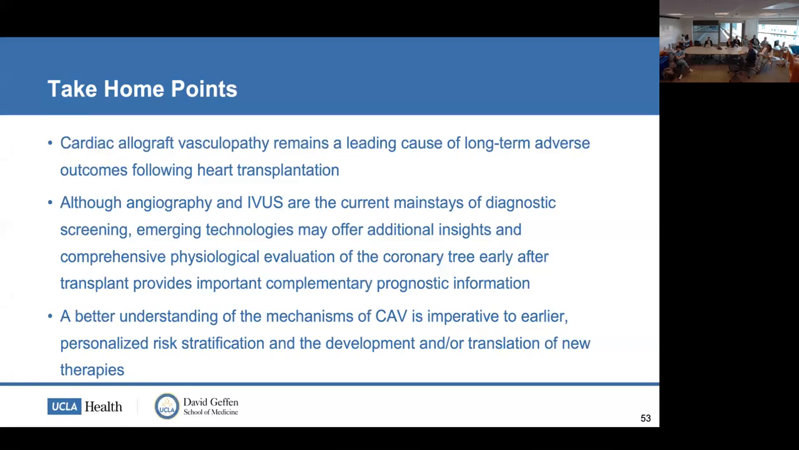Angiography and IVUS are the current mainstays of diagnostic screening, but emerging technologies may offer additional insights. Really, a comprehensive physiologic evaluation of the coronary tree early after transplant provides complementary prognostic information. And finally, I think a better understanding of the mechanisms of CAV is imperative to earlier personalized risk stratification and the development and/or translation of new therapies.